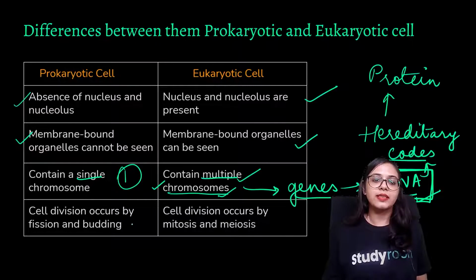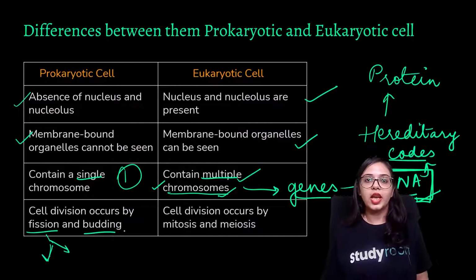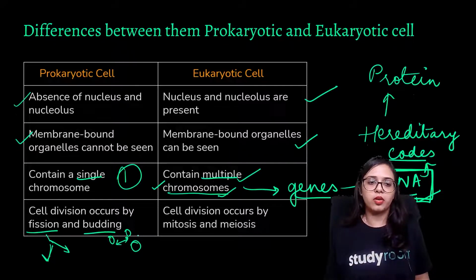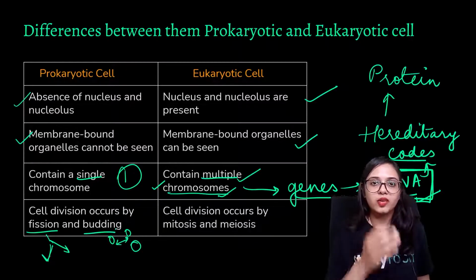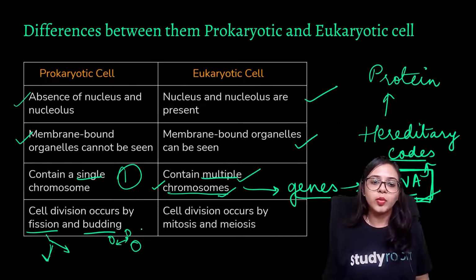And the last difference is that cell division in prokaryotic cells occurs by fission and budding. Fission and budding are the names of some processes. Fission is where one cell simply divides into two by breaking. And budding is when two cells come together, attach to each other, and form one component. So fission and budding is a very simple process. There is no chemical reaction or biochemical process going on. There is just simple division, and there is just simple combining.